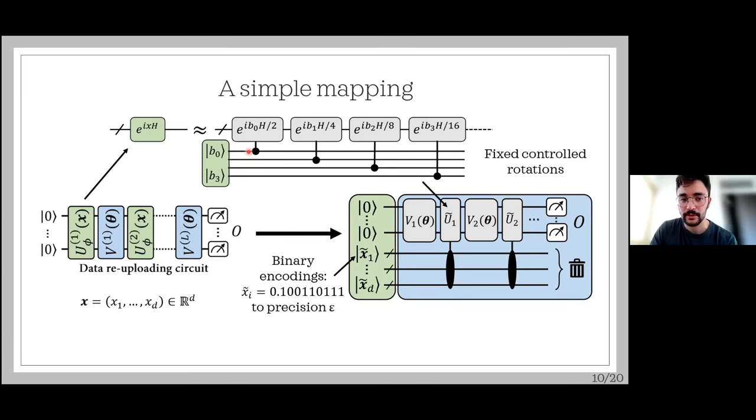Quick question: once we've used these bits for the first controlled rotation, doesn't V2, which comes after U tilde 1, affect the auxiliary bits, such that for the second controlled rotation you're not encoding the same data again? So actually it won't. I'm not sure how to show this most efficiently. I mean, I trust you. You say it won't.